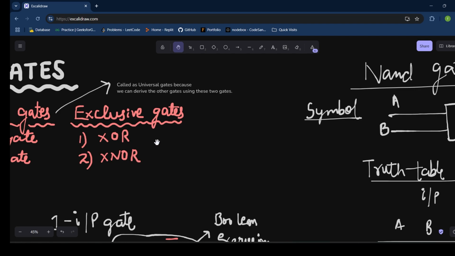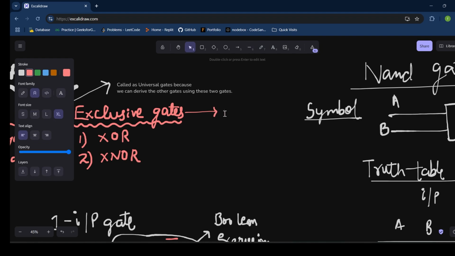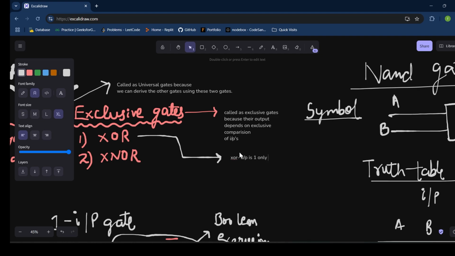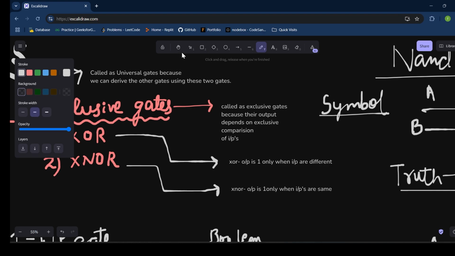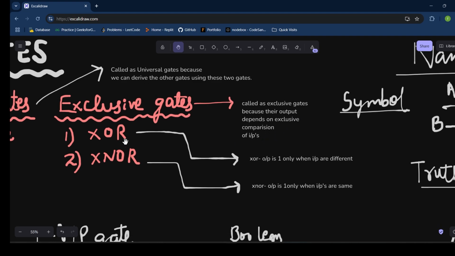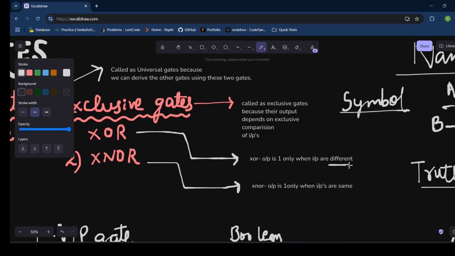So let me write it down. So for exclusive gates, their output depends on exclusive comparison of inputs. So for XOR, the output will be one when the inputs are different, and for XNOR, the output will be one when inputs are same.